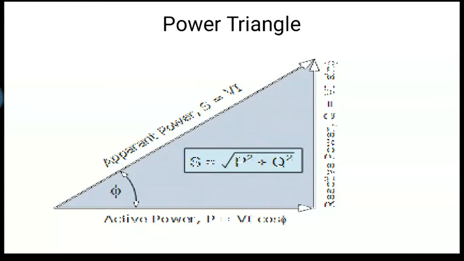The picture is not clear, but still you will understand. I will tell you. You can draw it in your book also. It is a right angle triangle. No need to draw this arrow. You can write a simple right angle triangle. The hypotenuse is nothing but apparent power, S is equal to V into I. That is the third one.